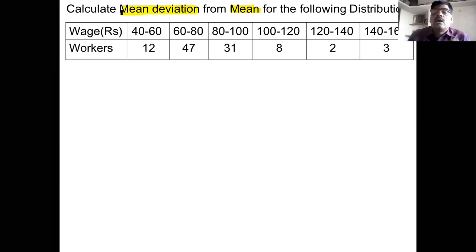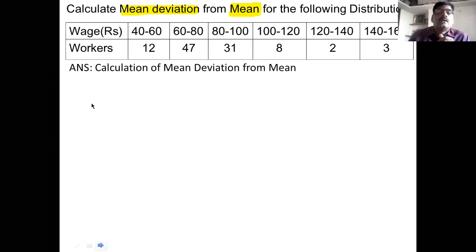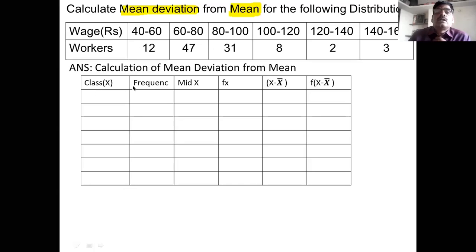Mean deviation they asked. On which base did they ask? They asked on the basis of mean. This is the point you have to check. If they ask mean deviation from median, you have to calculate median first, then calculate mean deviation. So calculation of mean deviation from mean. I'll take the columns: class, frequency, mid-x, fx, x minus x bar, f into x minus x bar. These are the columns essential for mean deviation from mean in the continuous series.